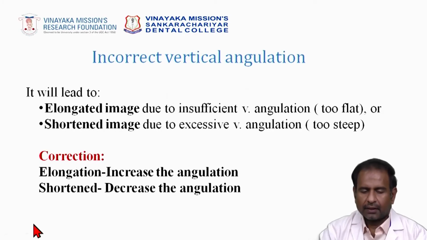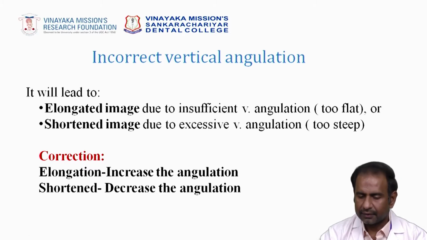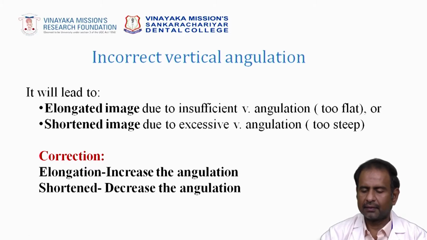First is the incorrect vertical angulation. If the vertical angulation is insufficient, the reduced vertical angulation will cause an elongated image. If the vertical angulation is increased, the image is shortened.